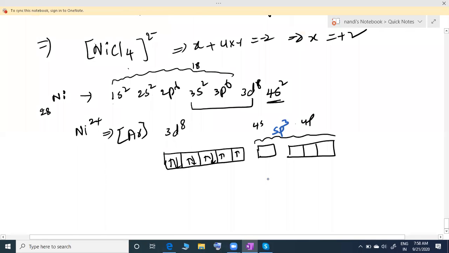Now the ligands are going to donate electrons here. What is the ligand here? Cl. Each ligand donates how many electrons? Is this a monodentate or bidentate ligand? Cl is monodentate, so it can donate one lone pair of electrons. So you can write it here. Please note this down, this is more important.